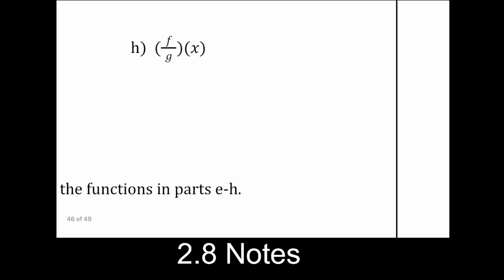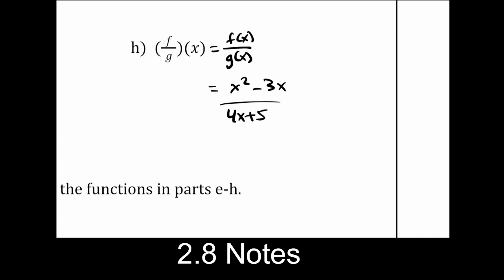And we're not going to do a whole lot of work here. This is just f of x over g of x. And so in this case, we have x squared minus 3x all over 4x plus 5. And there is work you can technically do here. We're not going to do any of it.